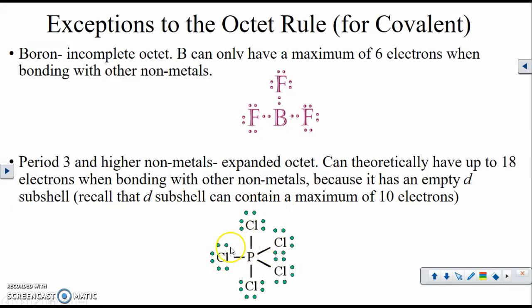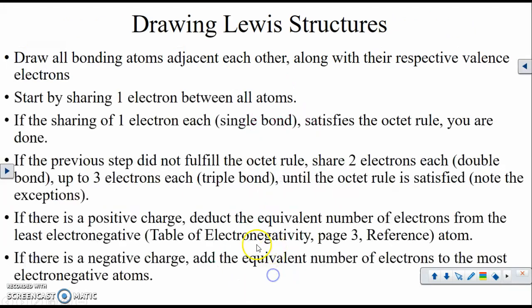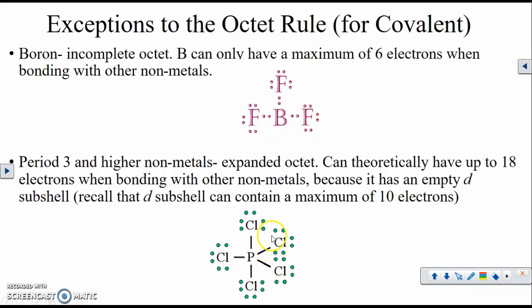Just by looking at this phosphorus molecule here, this phosphorus atom, each of these lines is a bond. So that means 2, 4, 6, 8, 10. Phosphorus in this case actually has 10 electrons. So it has exceeded the octet rule. But just remember, that's just period 3 and higher.